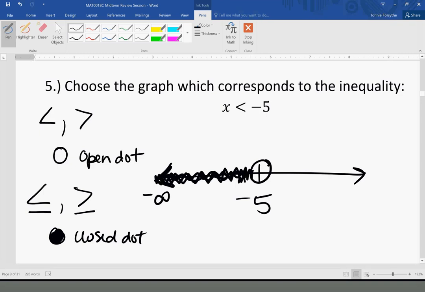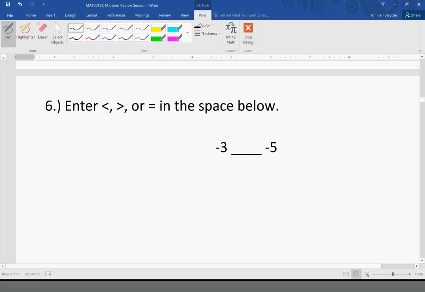But the graph will look like what I have here. Circle at -5 because it's not equal to -5. And then we shade everything to the left. Number 6, enter less than, greater than, or equal in the space below.